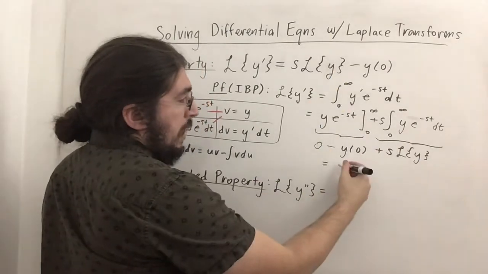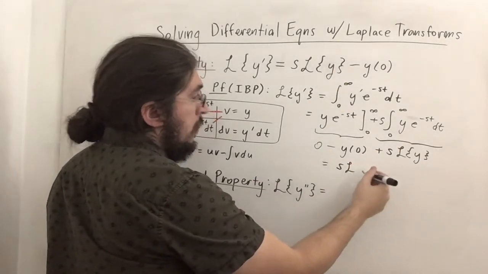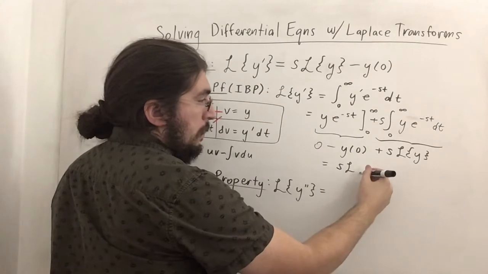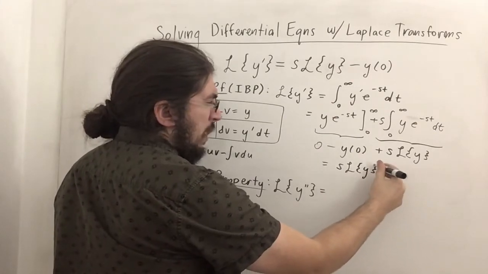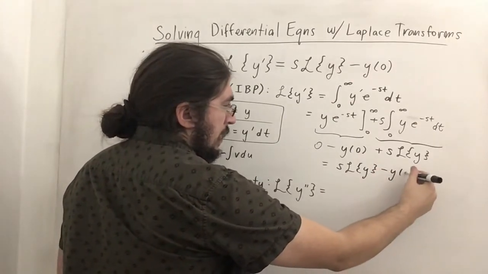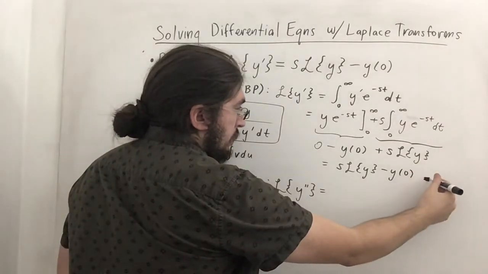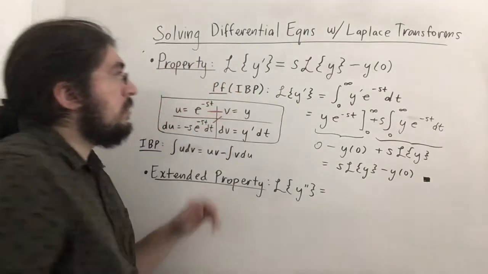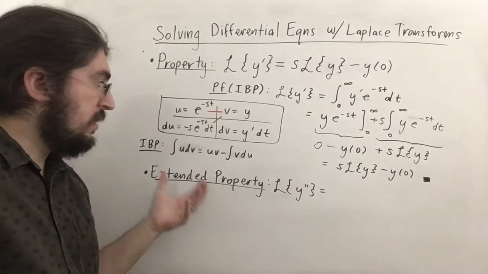So this is exactly what we have right here, and so we've shown what we wanted to show, that this whole thing ends up being s times the Laplace of y minus y of 0. Nice. So that completes the proof. So now I'm going to use this property to prove this extended property.